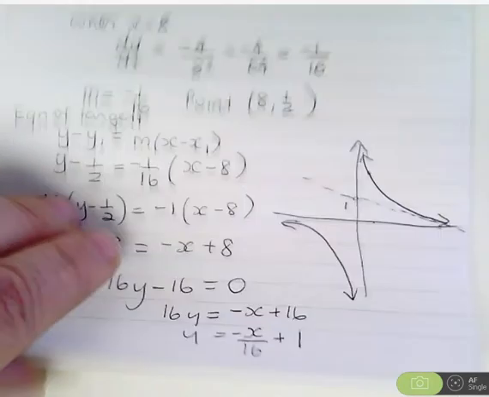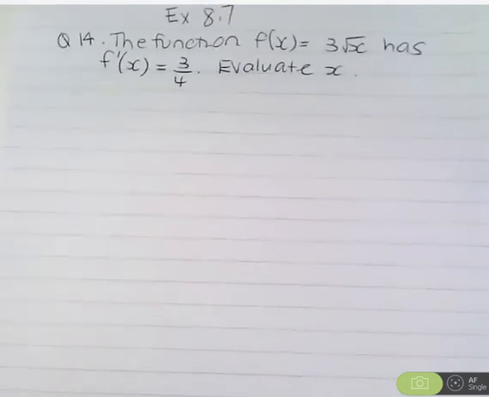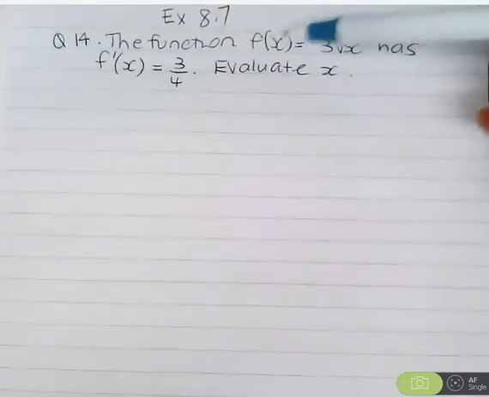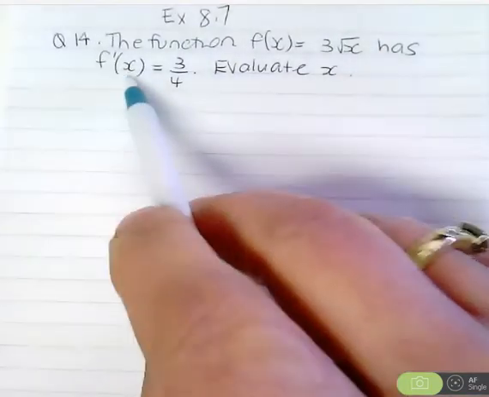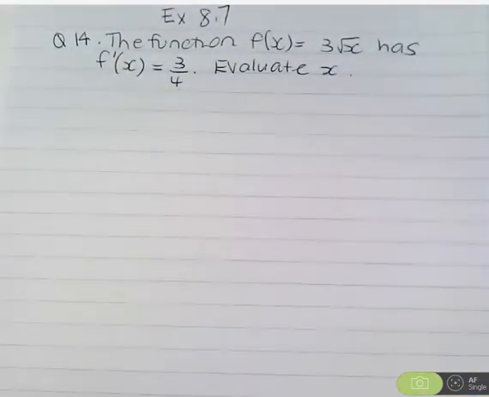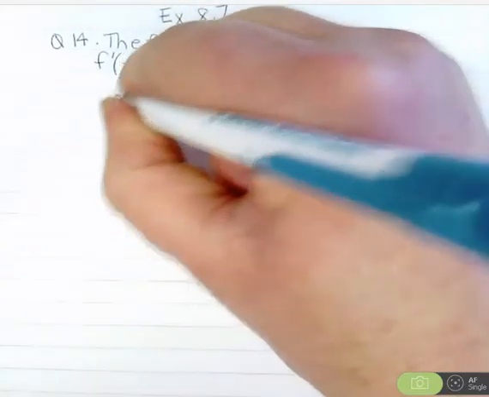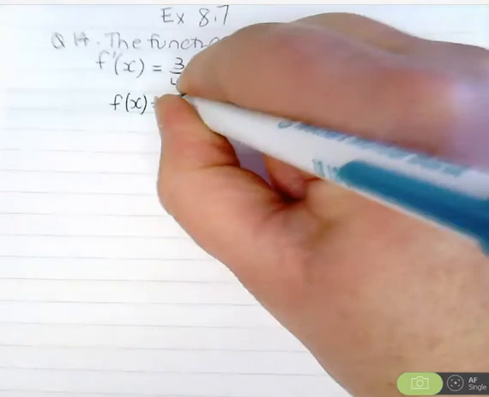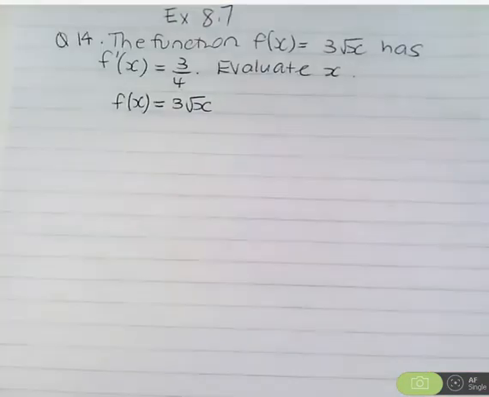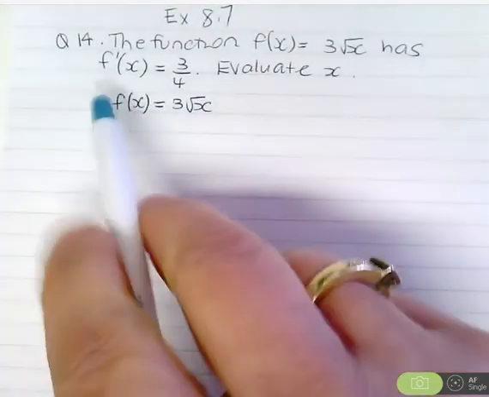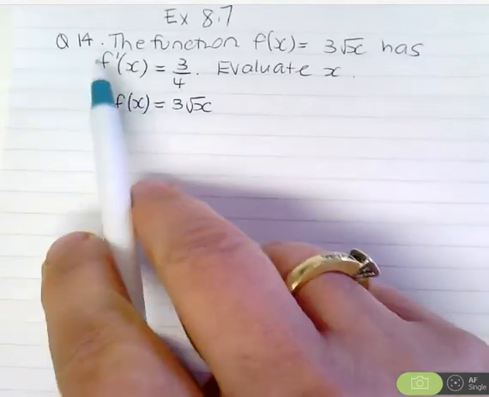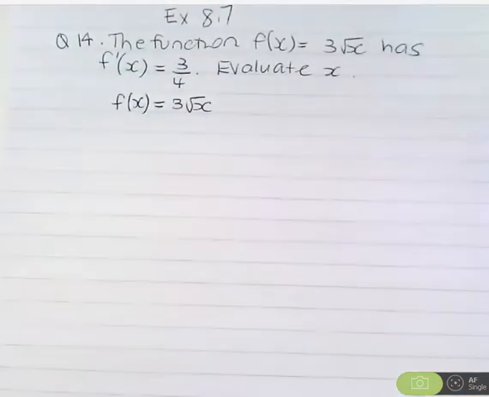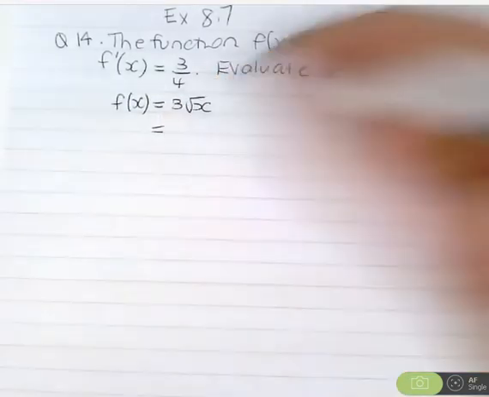And just one more question, and that's question 14. So last question from exercise 8.7, it says the function f(x) equals 3 root x has f dashed x equal to 3/4, and you have to evaluate x. So we're given the function, and we need to find f dashed x, because we're just trying to find the value of x when the gradient function itself is equal to 3/4. Now we can't differentiate that at the moment.